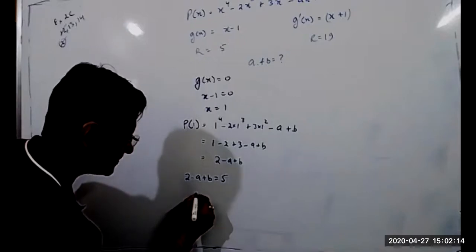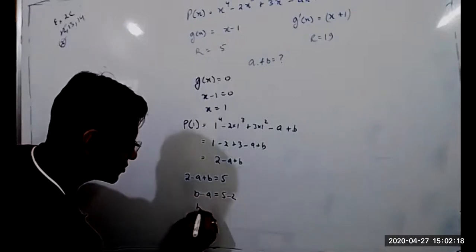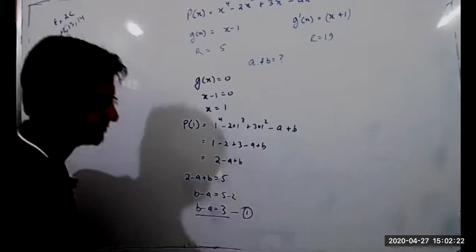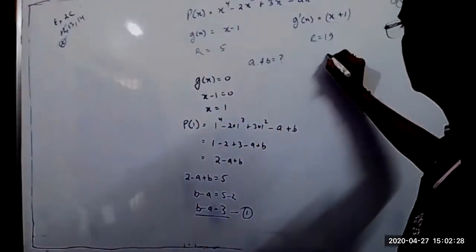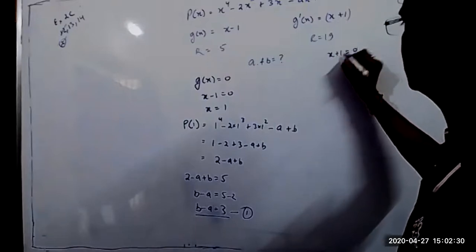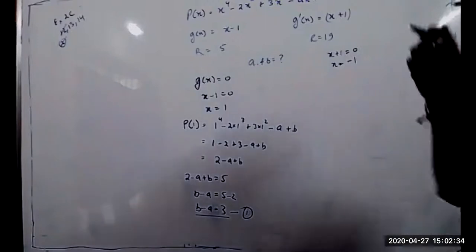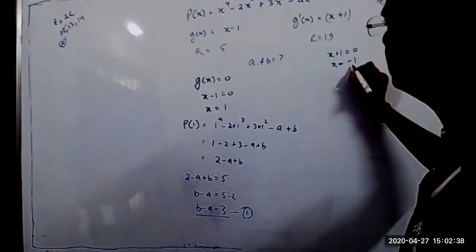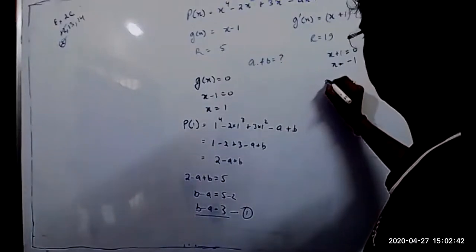So we can say that b minus a equals 5 minus 2. So b minus a is equal to 3. This is equation 1. Now the second one. g(x), so here x plus 1 equals 0, x equals minus 1. Siddharth, come online. Sir, x is equal to minus 1.